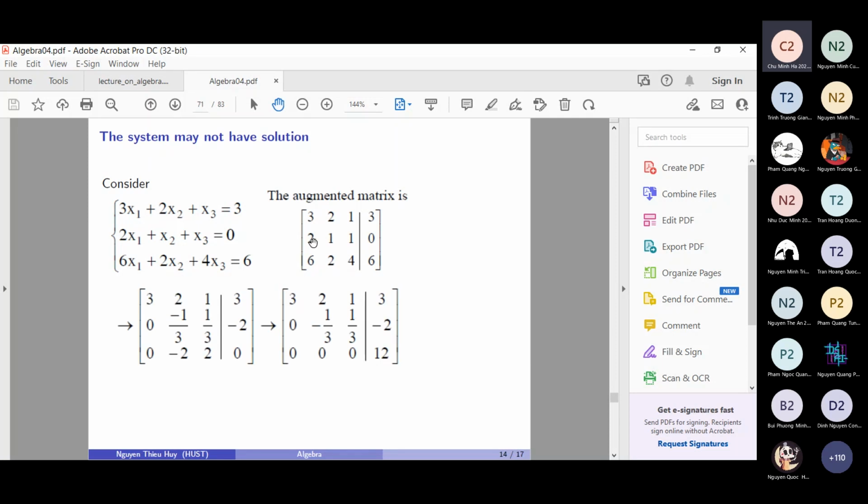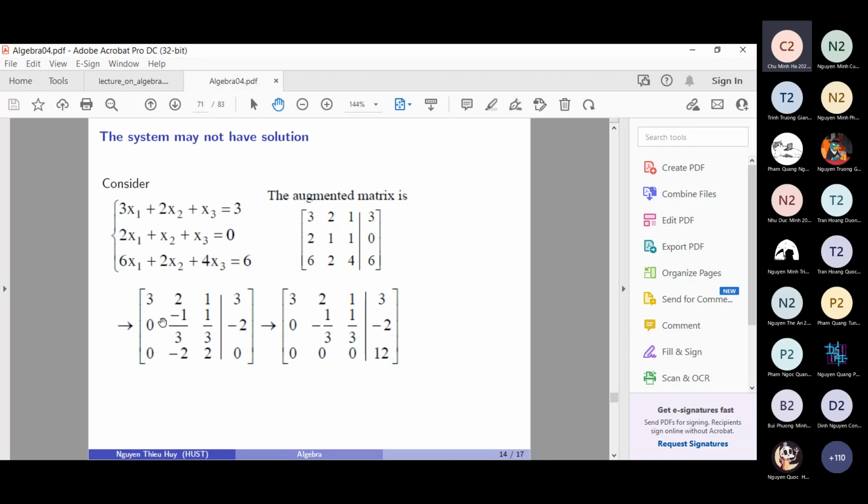Eliminate the 2 by multiplying minus 2 over 3 with the first row and adding to the second row. Now you obtain 0, minus 1 third, 1 third, minus 2. And then to eliminate 6, you multiply minus 2 with the first row and add to the third row. We obtain 0 here, minus 2 here, minus 2 here, 0 here. Okay, now we have to eliminate this minus 2.